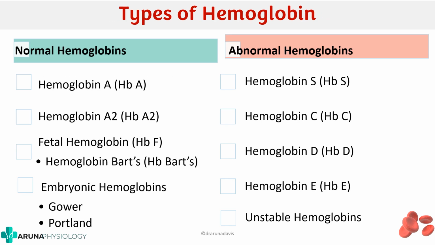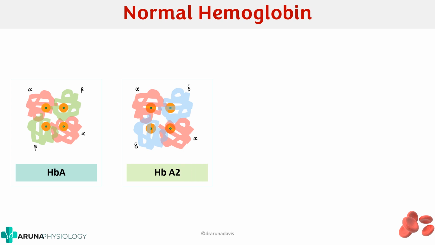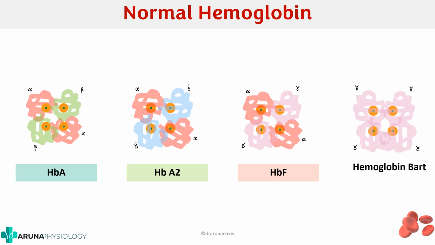So we know that hemoglobin can be of two types. There can be normal hemoglobin as well as abnormal hemoglobin. When we say normal hemoglobin, we mean our hemoglobin A, which is an adult hemoglobin which contains 2 alpha and 2 beta chains. Then we've got hemoglobin A2 which contains 2 alpha and 2 delta chains. Then we've got hemoglobin F, that is fetal hemoglobin, which contains 2 alpha and 2 gamma chains. And in the fetal period you can also have small amounts of Bart hemoglobin which contains 4 gamma chains.